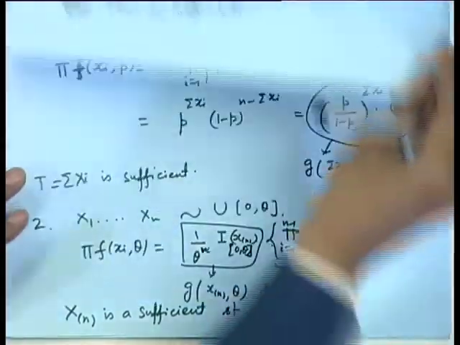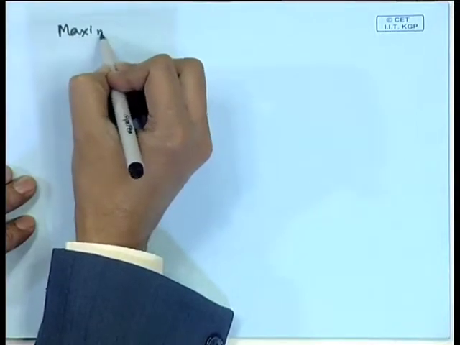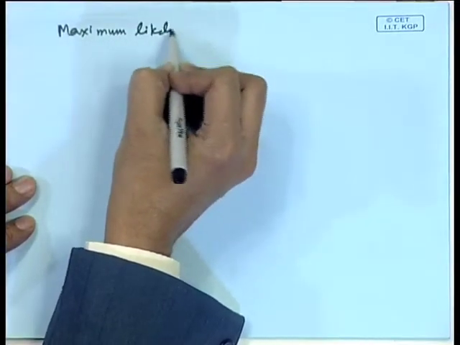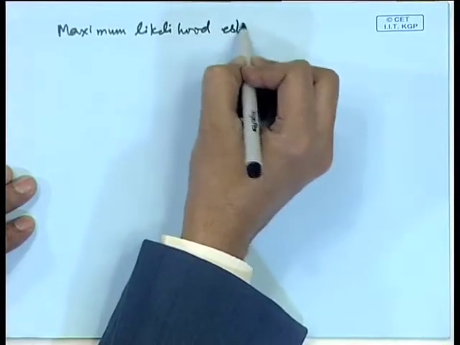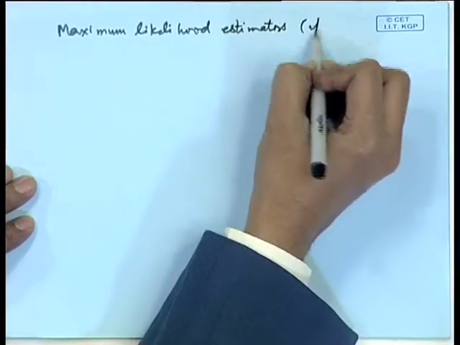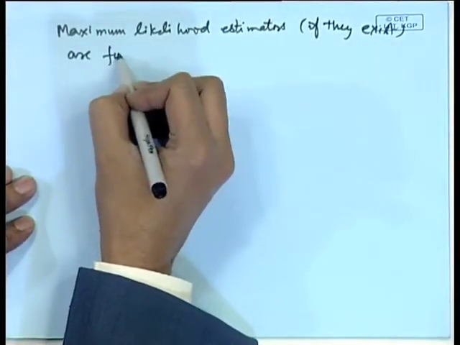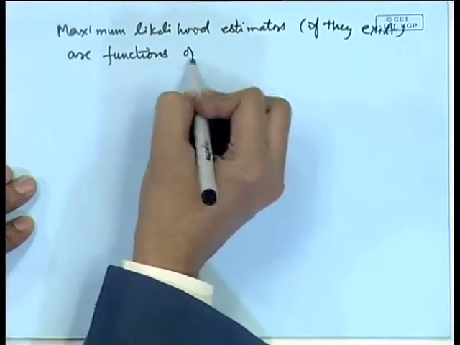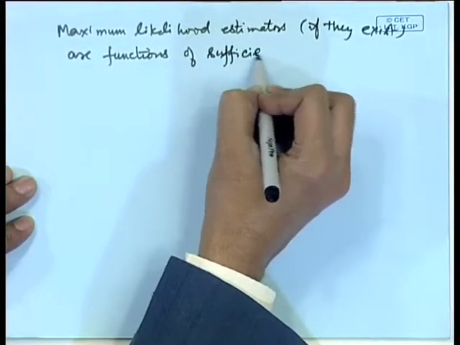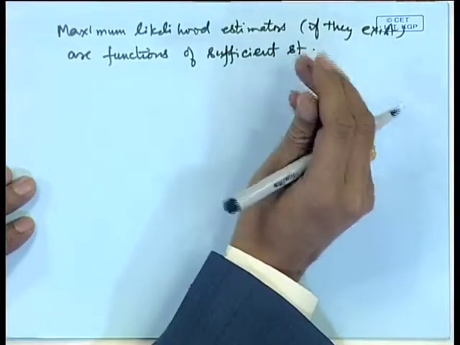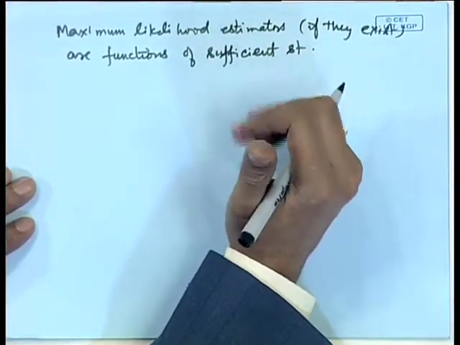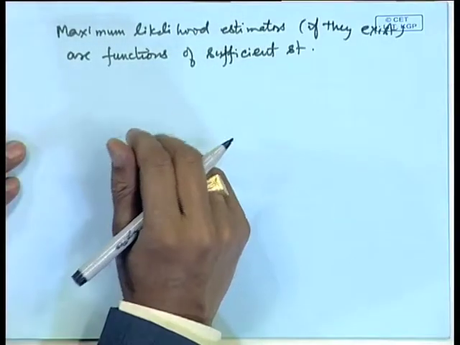So, we conclude here that maximum likelihood estimators, if they exist, are functions of sufficient statistic. So, that brings us the importance of the sufficiency. That means, whatever inference we draw, finally, we can restrict attention to the sufficient statistics. We will look at further examples of this later.